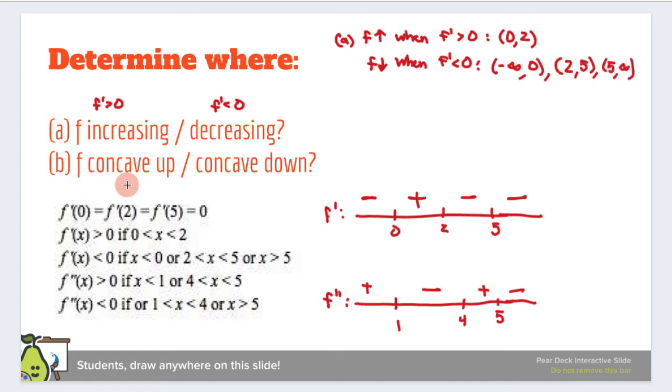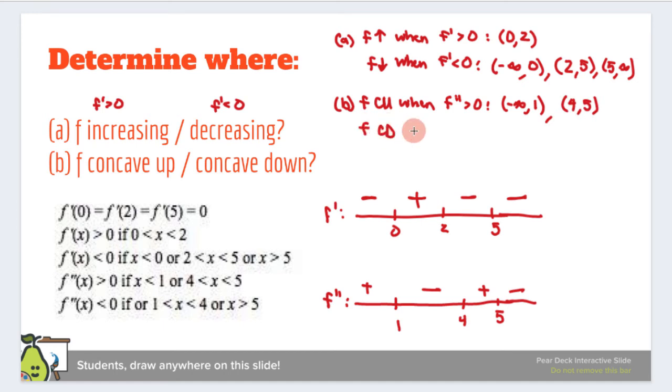Part B, when is f concave up? F is concave up when f double prime is greater than 0. That is happening from negative infinity to 1, and then again from 4 to 5. F is concave down when f double prime is less than 0. And that's just from 1 to 4 and 5 on.